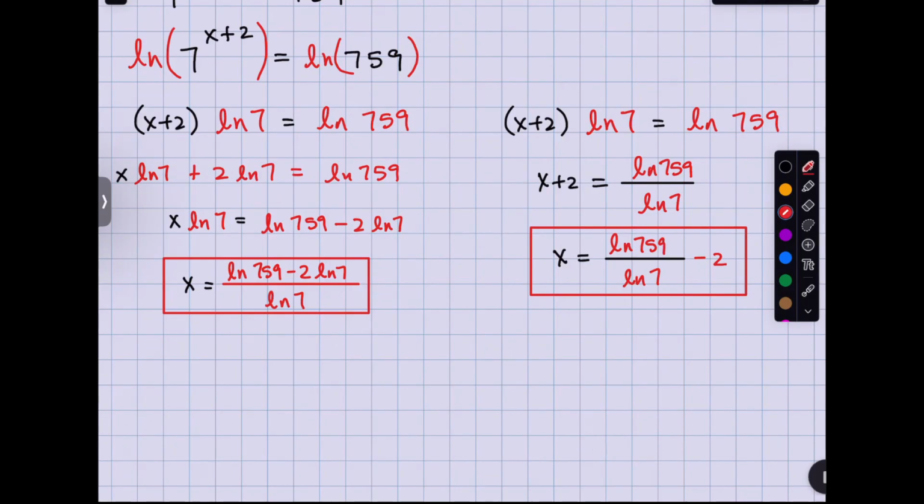Over here, can I make 2 a fraction? Put a 2 over 1. I'll be subtracting fractions, right? What do I need in order to add or subtract fractions? Common denominator. So the denominator 1 is missing an ln of 7, so you've got to multiply top and bottom by ln of 7.